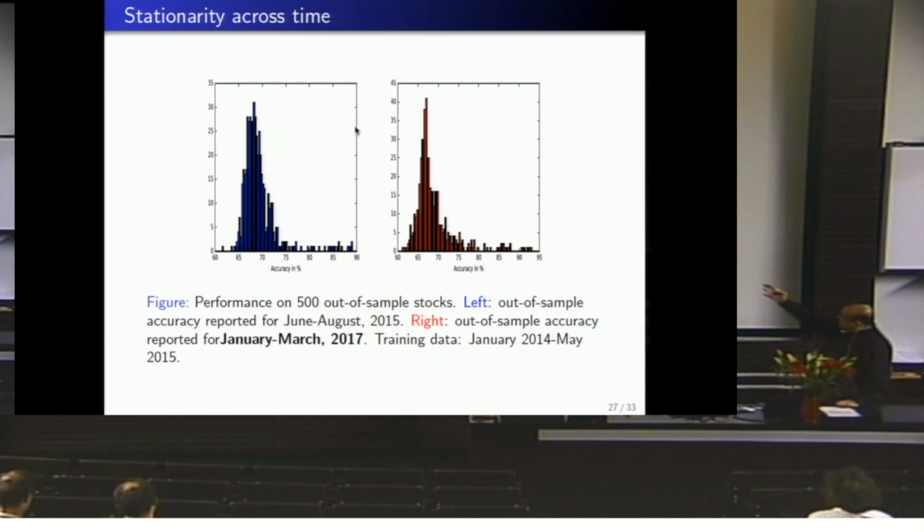Well, what you see in these graphs is the histogram of the accuracy score across stocks. So each point in the histogram is one stock for a test period starting in June 2015, so right after the training period. That's the left, and the right is a test period in January to March 2017, so nearly 2 years later. Now, there is no real difference between the two graphs. There's no real gain in accuracy if you do it right after your training period than if you do it 1.5 years later.